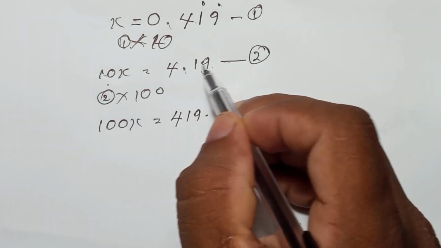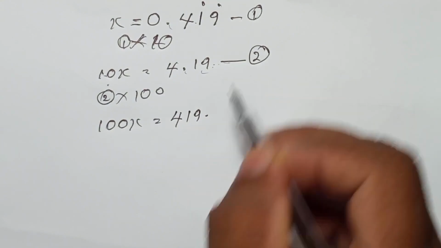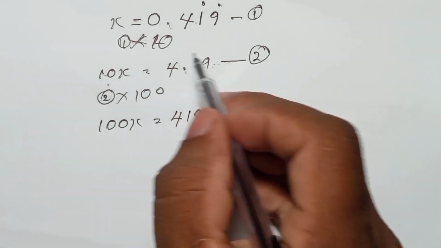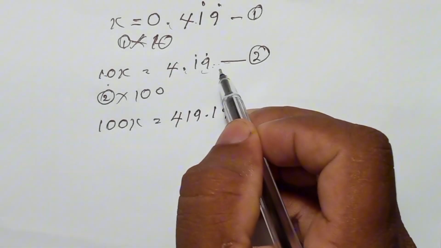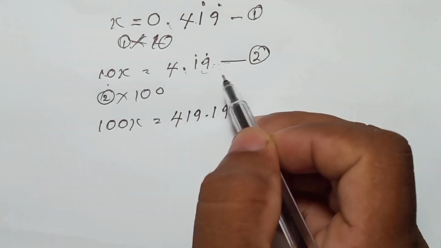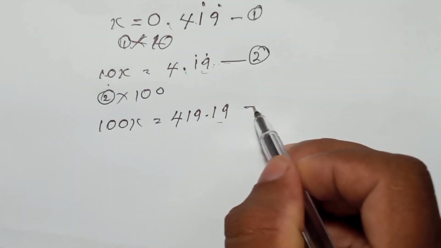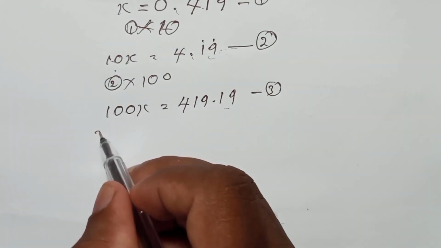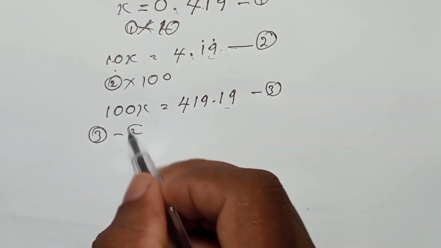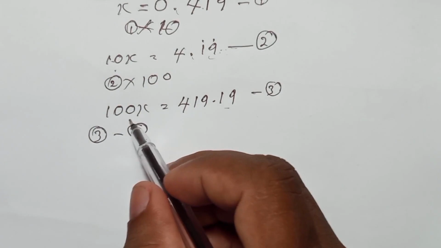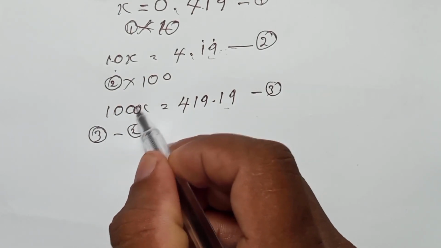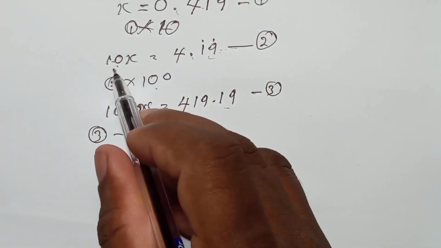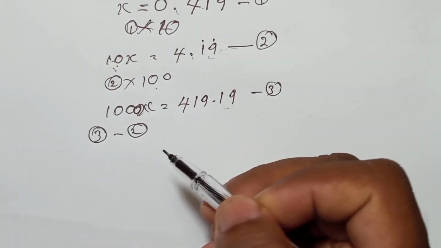So it will be 419. But we know 1 and 9 recur, so that's why I can put here 1 and 9 again. We know these two are recurring, so you can put any amount of 1 and 9 if you need. Okay, now this is equation 3. Now what we need to do, very simple, from equation 3 subtract equation 2, right? Sorry, here 1000x, I didn't write it, because 10x into 100 will be 1000x.